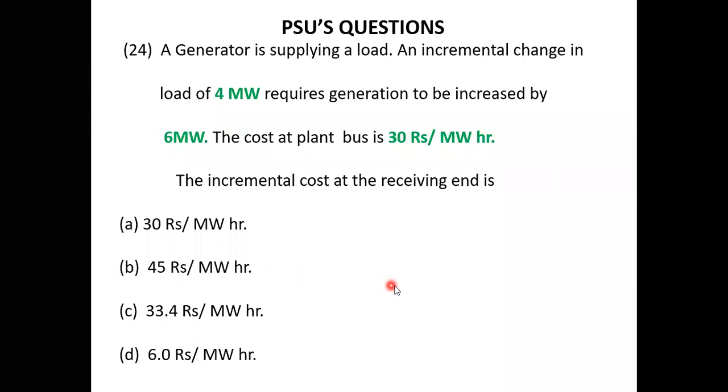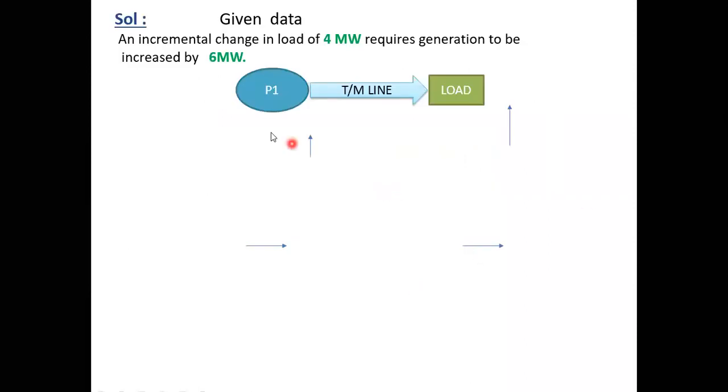But let's see the answer in a conventional procedure. This is nothing but the given data. Power plant is there, load is there. In between these two, one transmission line is there. The given data is that when the load of 4 megawatt is increased, then on the generation side we have to generate 6 megawatt. So when you are doing like this, what about the loss here? Loss is equal to 2 megawatt.